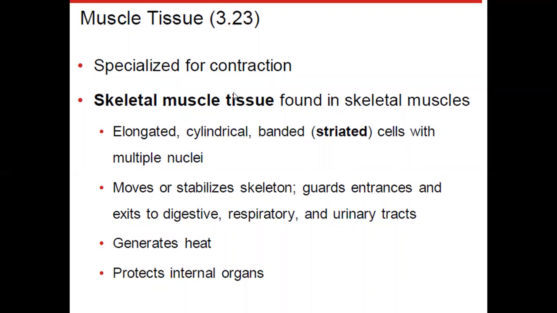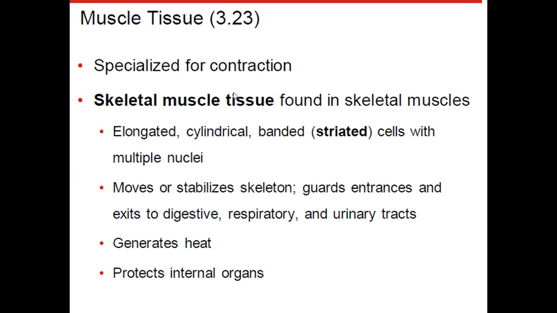Skeletal muscle is elongated and cylindrical. It's banded or striated with multiple nuclei. So to be able to identify this tissue, you'd be looking for these striations, these bands, and I'll show you them here shortly, and a whole bunch of nuclei in one cell. So this one skeletal muscle cell that makes up skeletal muscle tissue has more than one nucleus in every cell. Basically that happens because the precursor cells that create skeletal muscle cells fuse together, and along with that fusion, they take their nuclei with them. So they're multinucleated.